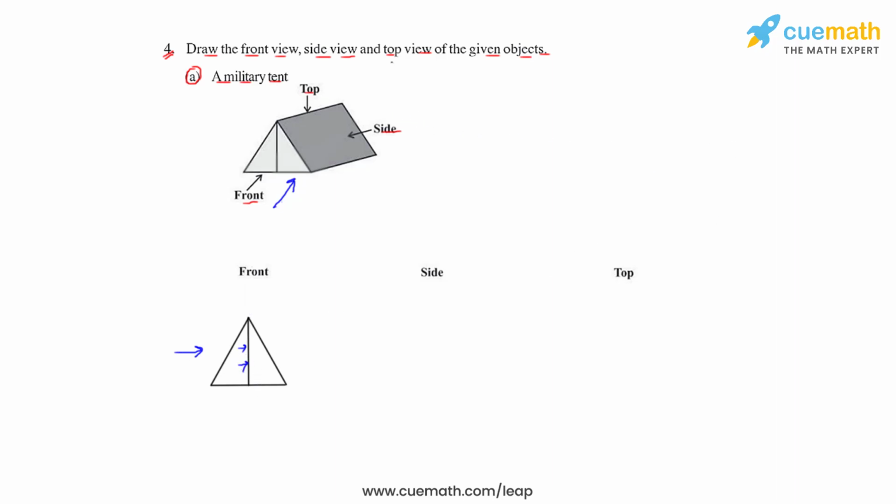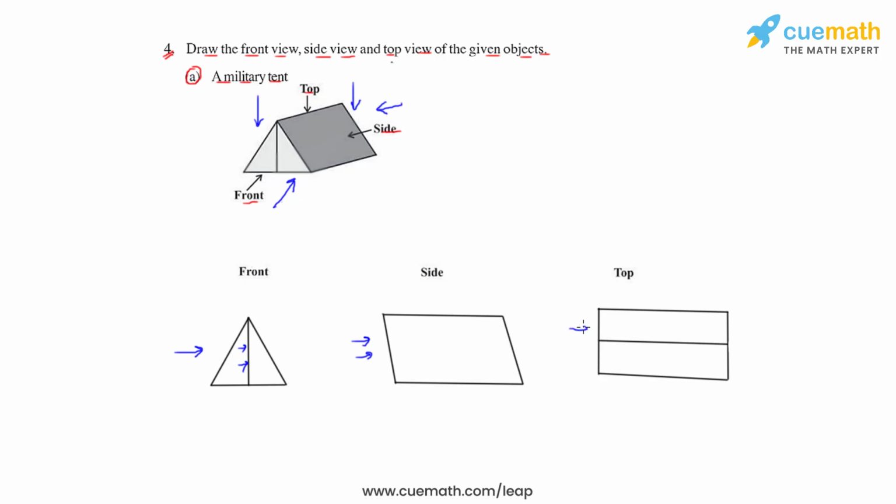Similarly, if we observe the object from its side, we'll observe this shape, which represents a parallelogram. Again, if we observe the object from the top, we see that there are two sides, the two bends, and it looks like this if we see the object from the top. So these are the three respective views of this particular military tent. Let us now see the next object on the canvas.